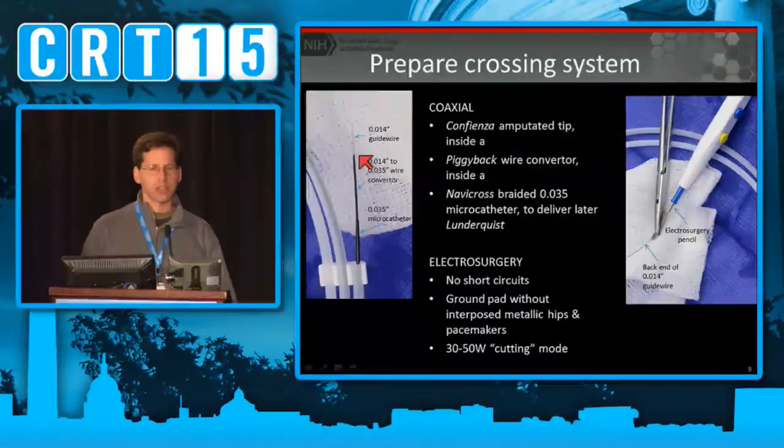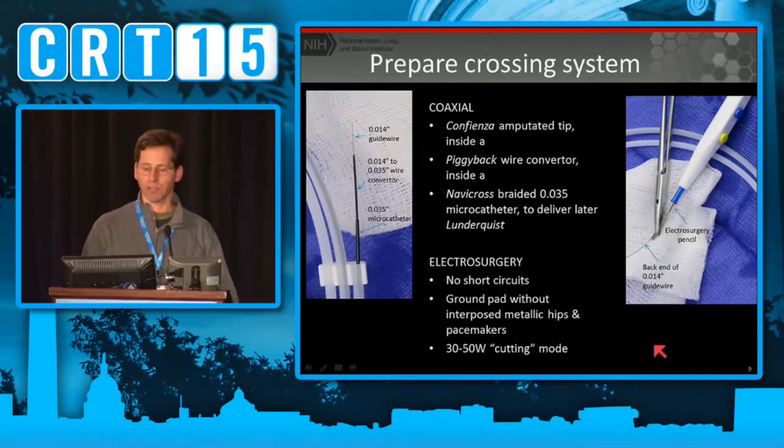Now, one of the special tricks we play is we amputate the distal centimeter of a CTO guide wire so that it will not deflect. It will only go straight, and it's very stiff. And on the back end, making sure there are no short circuits, we just connect it to an electrosurgery pencil. We set it up at 30 to 50 watts, and we use only cutting mode.